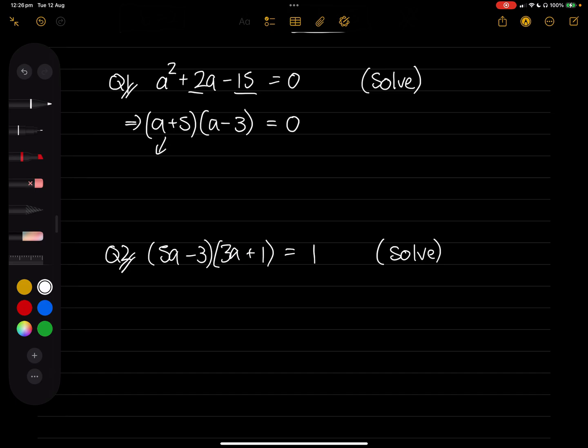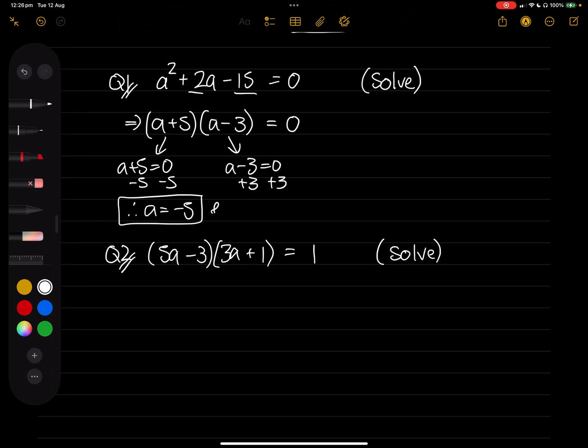So set the first one equal to 0, we get a plus 5 equals 0. Set the second bracket equal to 0, a minus 3 equals 0. Minus 5 from both sides here, plus 3 to both sides here. We find that a equals minus 5, and we find that a equals plus 3. So these are our two solutions.